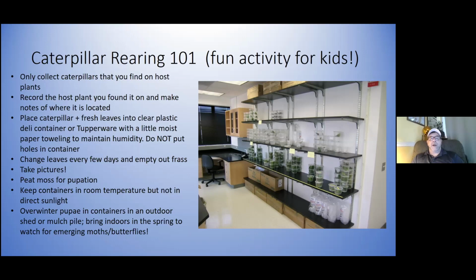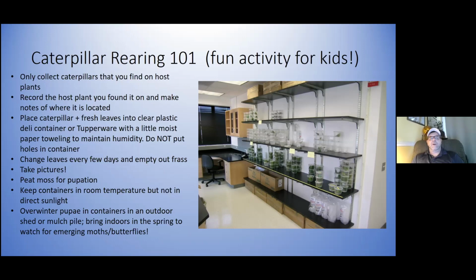So really, I would recommend you only collect them if you find them on the plant, because once you've found them on the plant, you know what it is they're eating, right? And so then you want to make a record of the host plant that you found it on and make notes of where it might be located, because like I said before, they eat a lot.